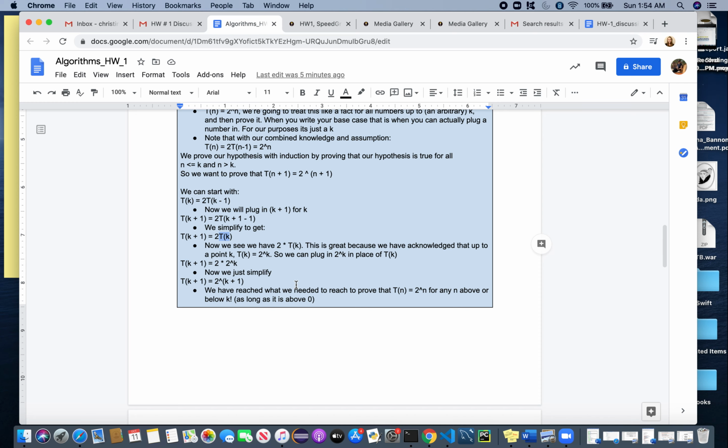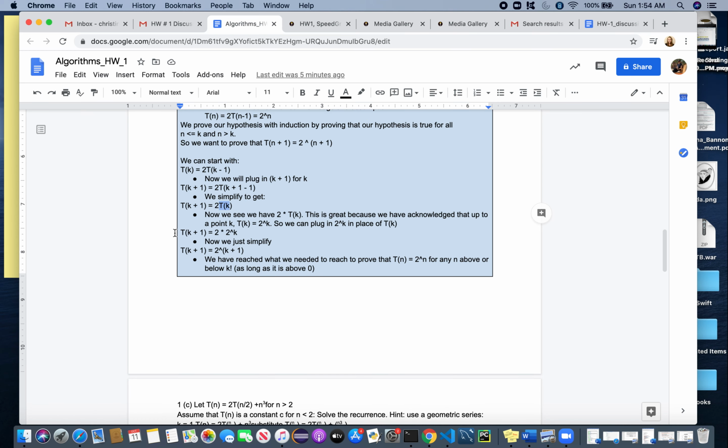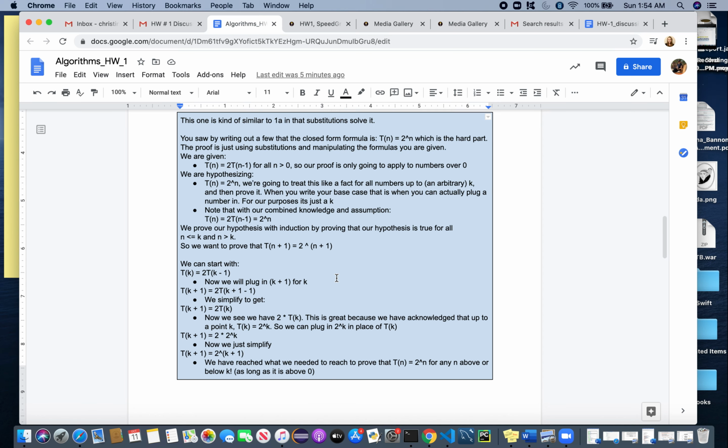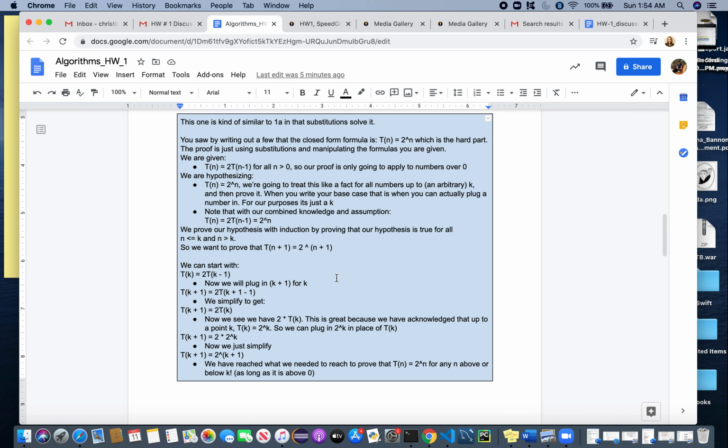If you multiply anything by itself, you can just add the exponents, and that's exponent rules. So when we simplify, we've reached the end of where we need to be in our proof, in our inductive step. So that one is pretty similar to the one before, and that was how I proved it.